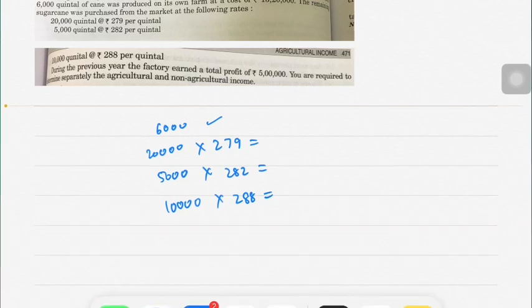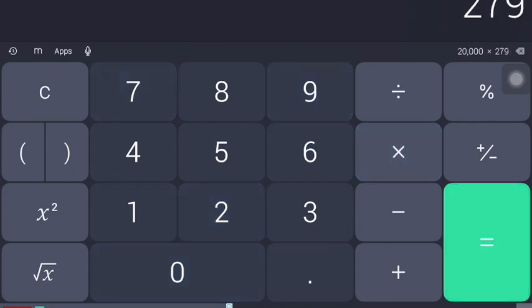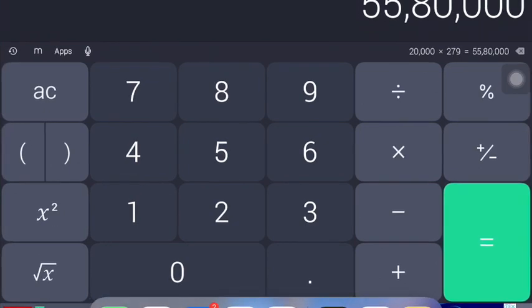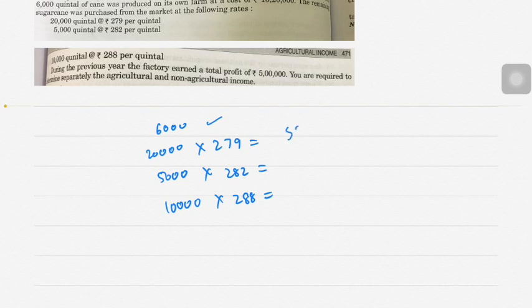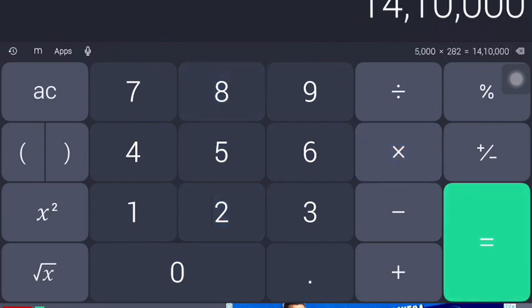So 20,000 into 279 comes to 55,80,000. Five thousand into 282 is 14,10,000.